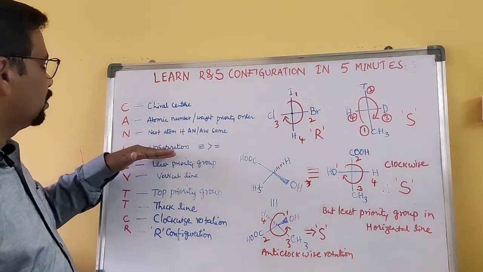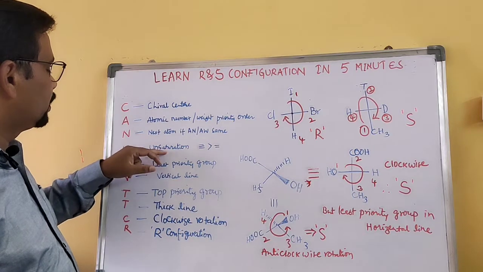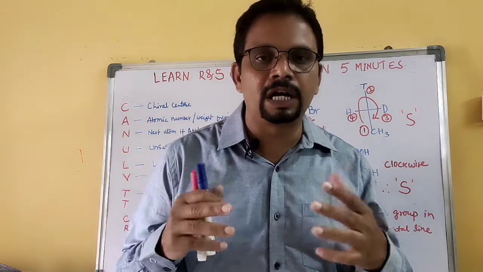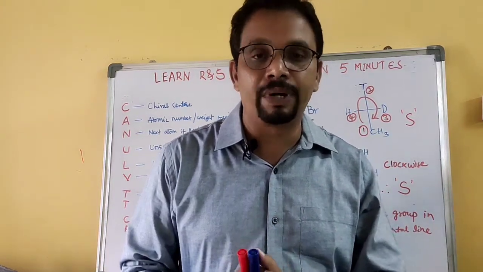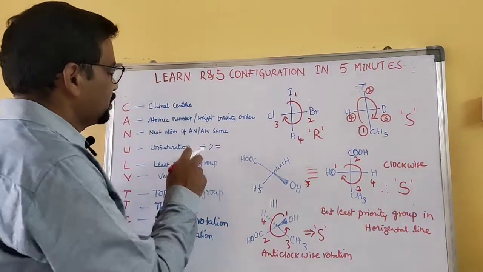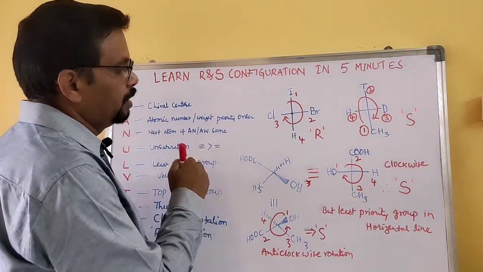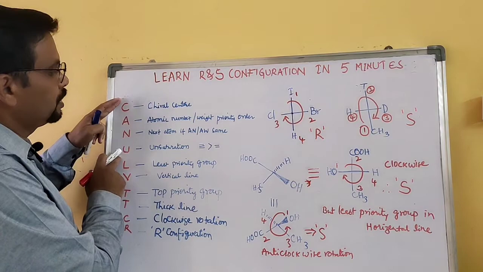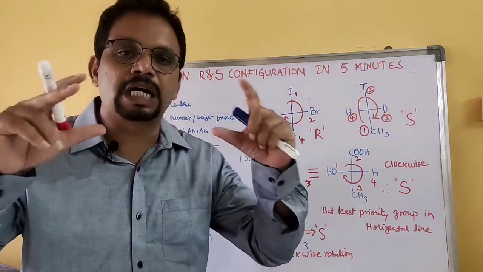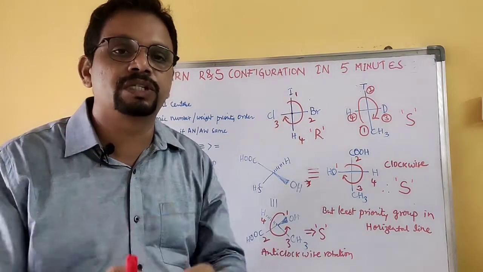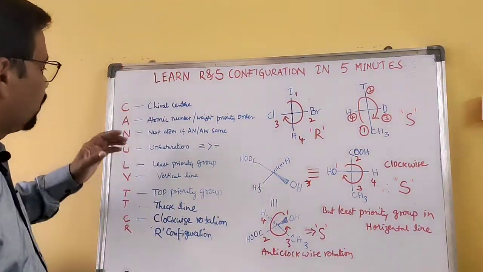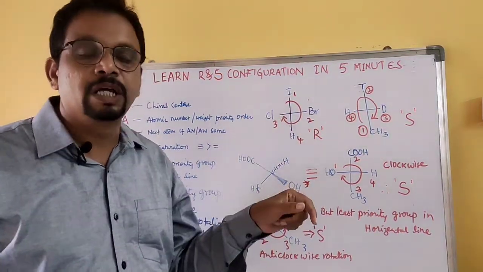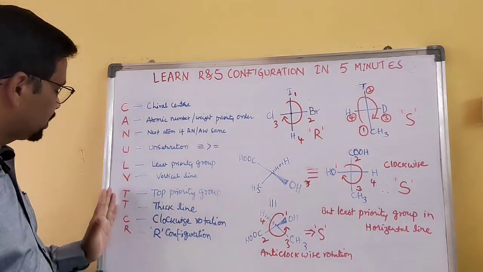So the next thing in priority order you should remember is unsaturation. If there is more unsaturation, that atom or group will get more priority. So if it has a triple bond over a double bond, the triple bond, with more unsaturation, gets more priority. Okay, these are the 4 letters that describe giving priorities to the 4 different atoms or groups attached to the central carbon atom or chiral center.